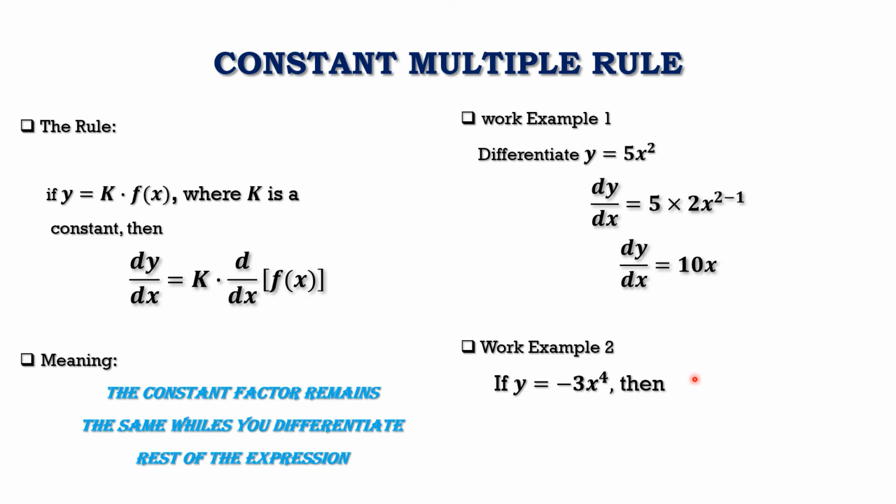The next example is to differentiate y equal to minus 3x raised to the power 4. Then dy dx will be equal to maintaining the constant and differentiating the expression x raised to the power 4. So here we are going to get 4x power 3. And remember, minus 3 times 4x power 3 is equal to minus 12x power 3. So that is how we differentiate a constant multiplying a function.